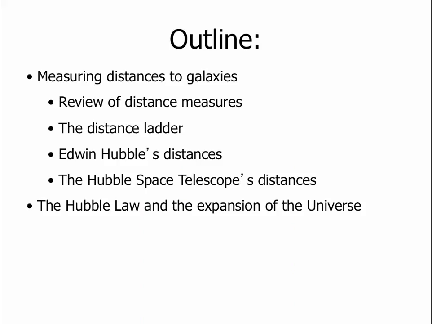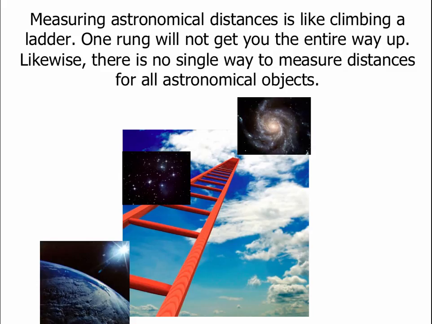Our outline for this mini lecture is to talk about how we measure distances to galaxies. We've already talked about a few pieces of this ladder, how we get distances to nearby stars and to star clusters. Then we'll flesh it out into a full-blown distance ladder, and I'll explain what I mean by that in a bit. Then we will talk about Edwin Hubble and his discoveries of measuring distances to other galaxies, how that work has been carried on with the Hubble Space Telescope, and then try to build that into an understanding of the expansion of the universe.